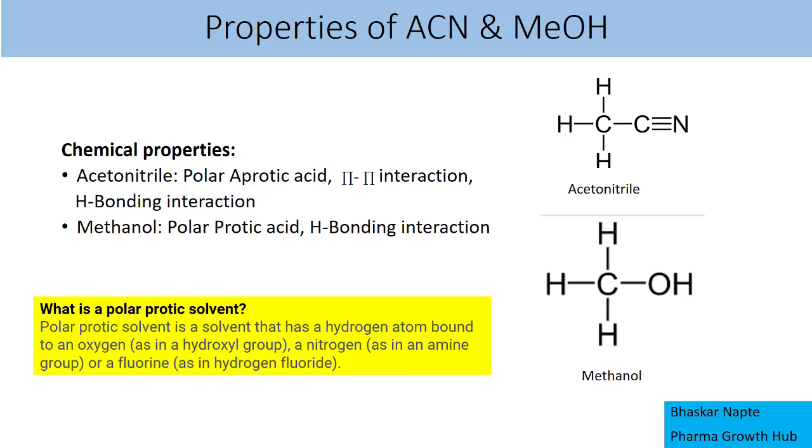So you can very clearly see that there are hydrogen atoms present in the ACN, but these hydrogen atoms do not form any bond with the nitrogen. And hence, we cannot say ACN is a protic polar solvent. But when it comes to methanol, you can clearly see that the hydrogen forms a bond with the oxygen, and hence methanol becomes a polar protic solvent.